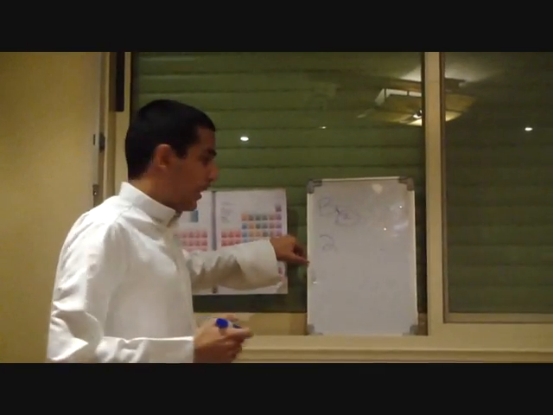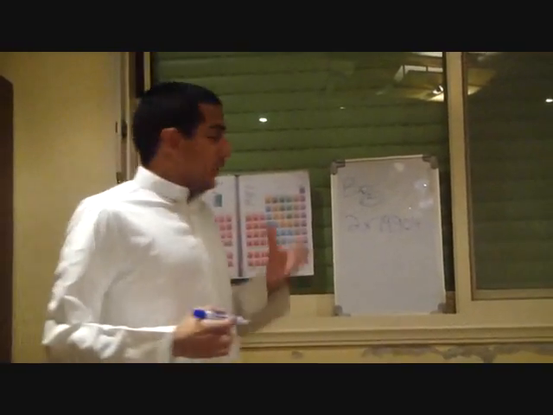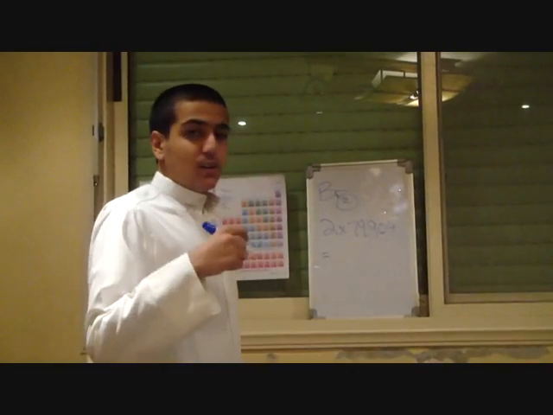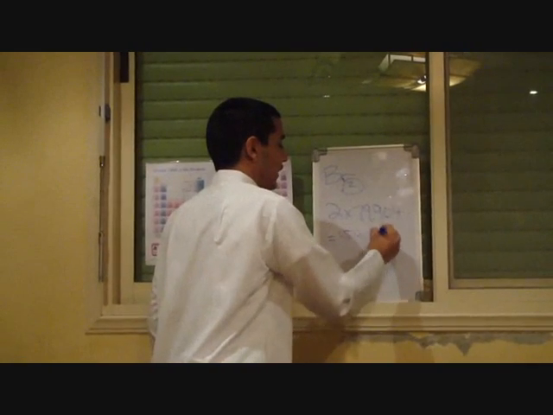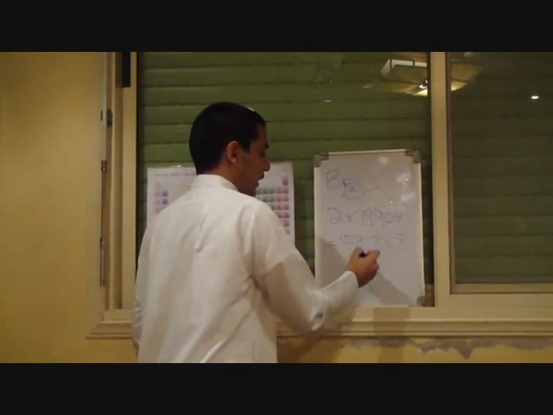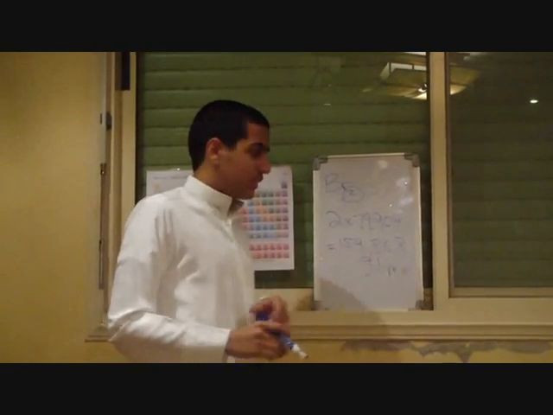Okay, find the molar mass of bromine: 79.904. Multiplying by 2 gives 159.808, and as usual, you have to mention the units.